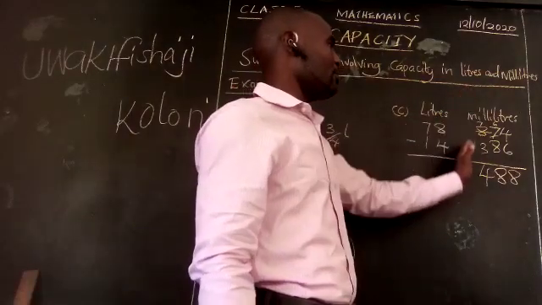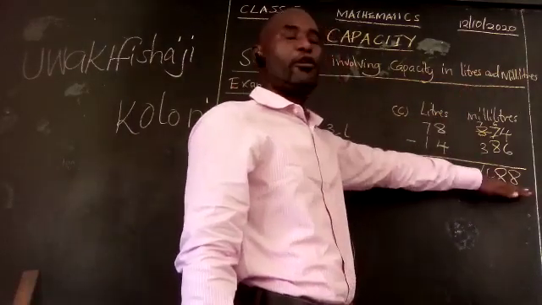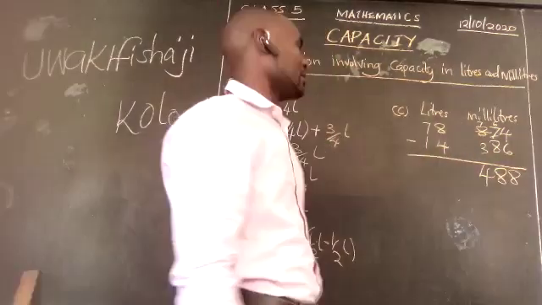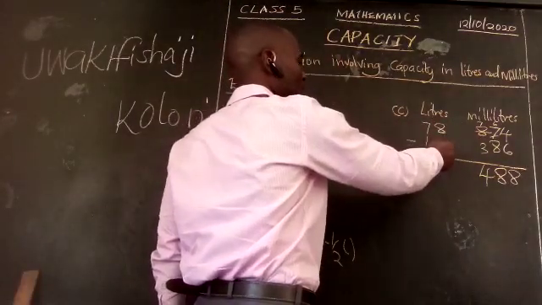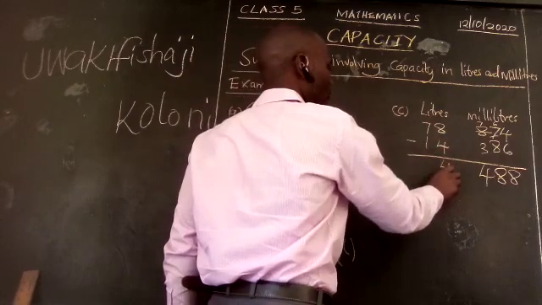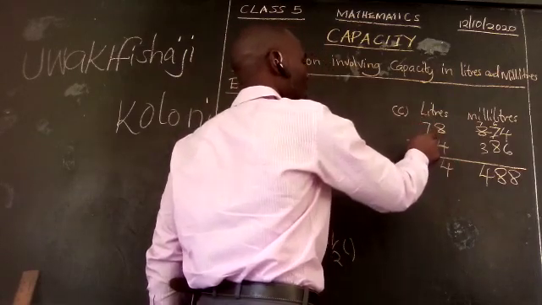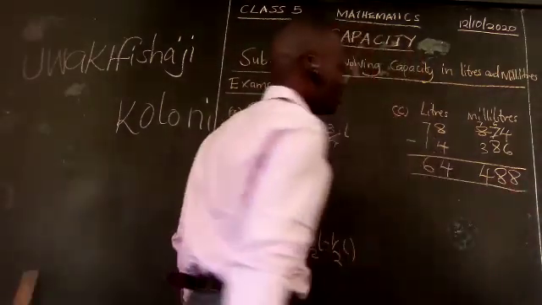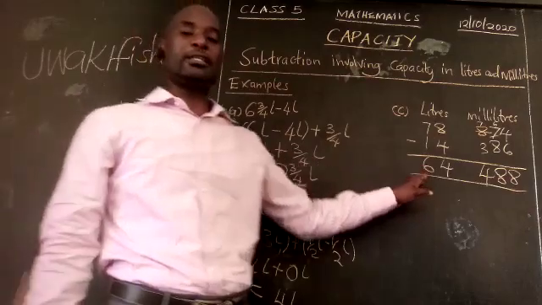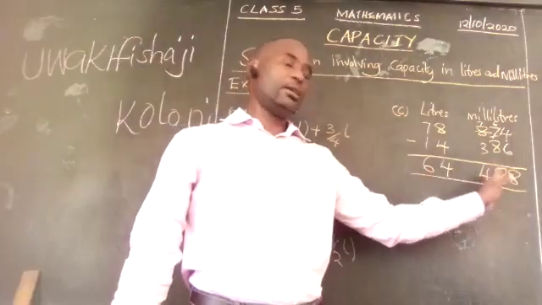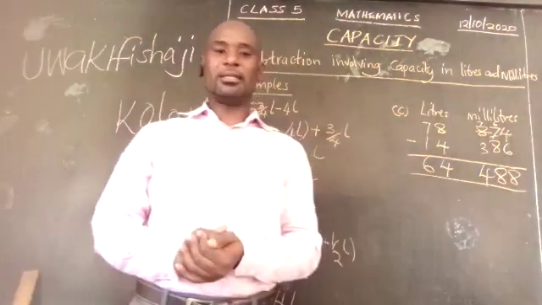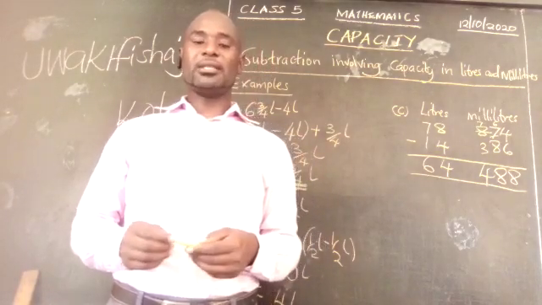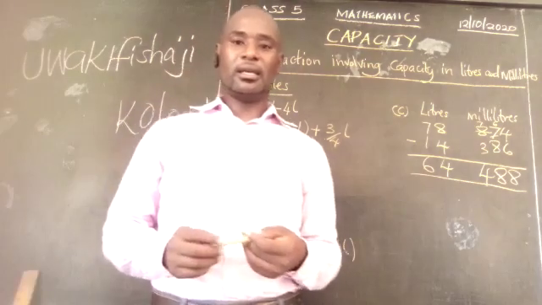So on the milliliter side, we shall get 488 milliliters. Then we come to liters. 8 liters subtract 4 liters, it gives us 4. 7 liters subtract 1 liter, it gives us 6. So when you carry out subtraction, you will find that you are getting 64 liters, 488 milliliters. So that's how we carry out subtraction involving capacity in liters and milliliters.